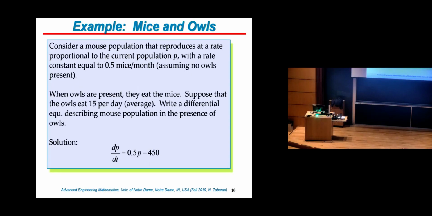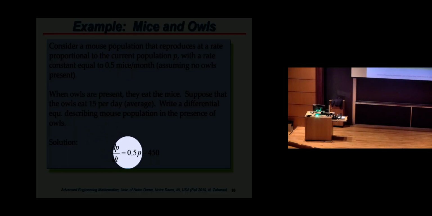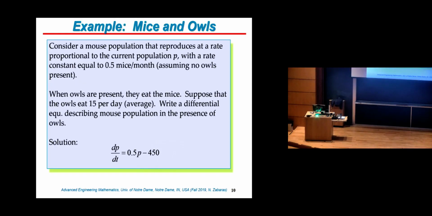That's why you don't want to have one in your house. All right, so if P is the population of the mice, the growth rate will be 0.5 times P. But if you have owls around, they eat 15 mice per day. Wow, that's big. Is that what it says? Per day, which means 450 per month. So dP/dt is the growth rate minus the reduction because they're being eaten, right?